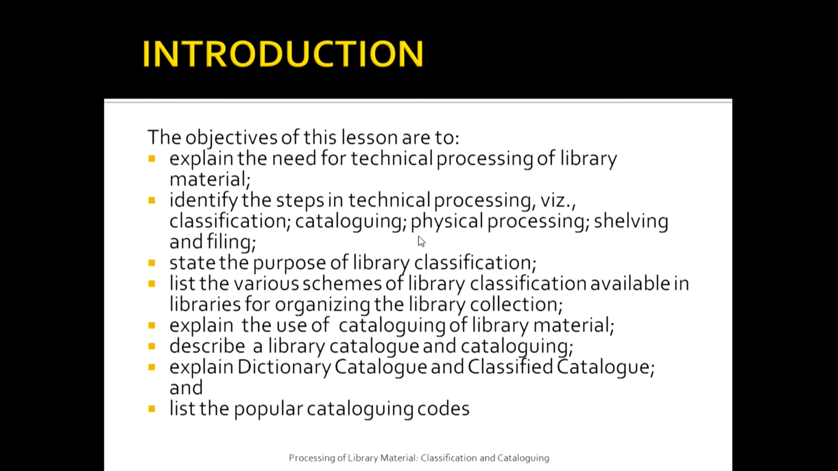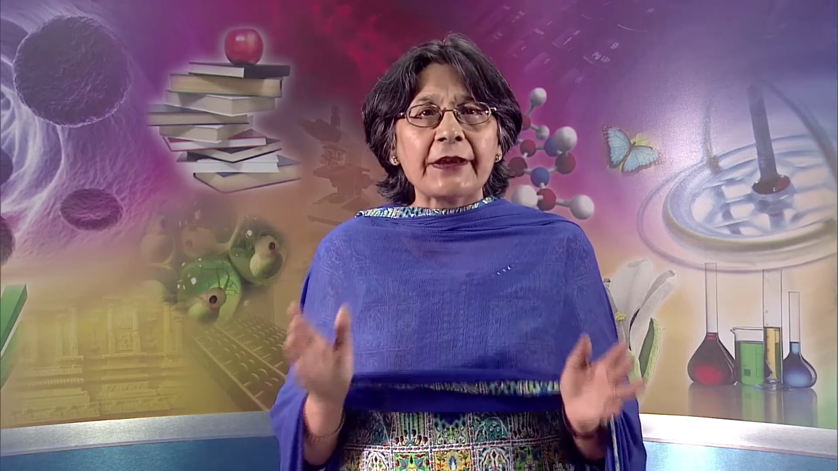Then learners will also describe what a library catalog and cataloging is all about. We will also explain what a dictionary catalog is and what a classified catalog is. And besides this, we will also list some of the popular cataloging codes. Let's now take a look at what the technical processing section of a library does.